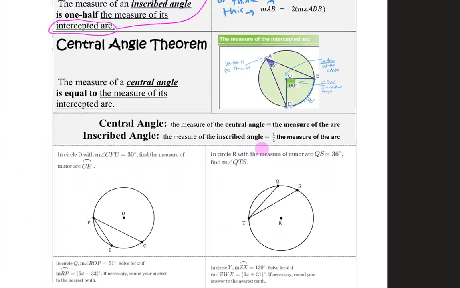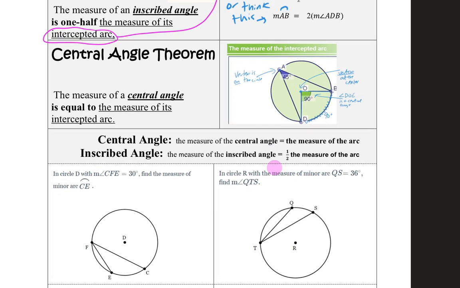All right. So here's what we want to talk about. We're going to see the difference between the central angles and inscribed angles. If it's central, the measure of the central angle is equal to the measure of the arc. If it's inscribed, the measure of the inscribed angle is half the measure of the arc, which means take the arc, divide by 2, right? All right. So let's get right into this example.